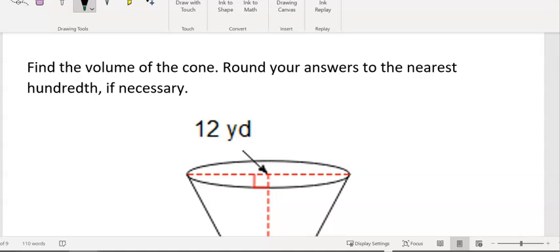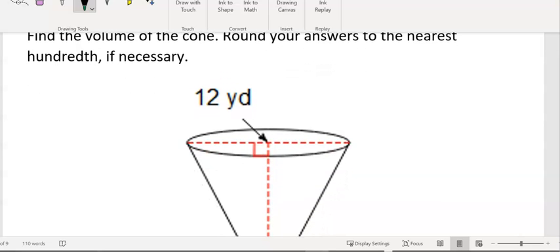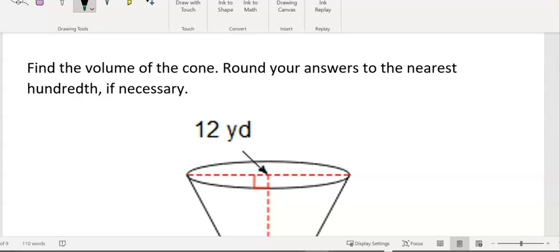All right, so now that we've gone over the formulas for volume, let's talk about how we are going to apply these formulas. So let's start with a cone. It says find the volume of the cone, round your answers to the nearest hundredth if necessary.